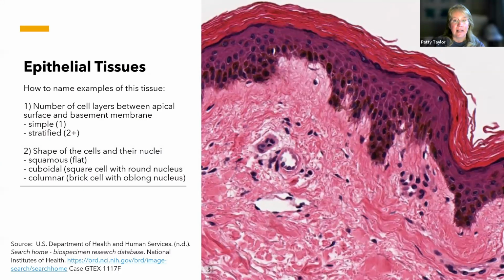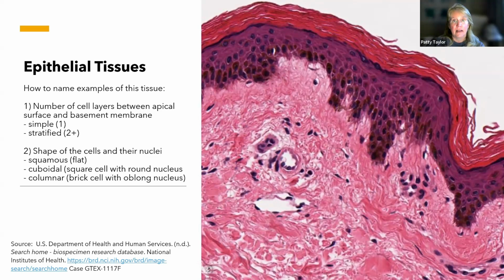Let's talk about how to name epithelial tissues. There's two things we'll look at. One is the number of cell layers. Either you have a single cell layer and it's called simple, or you have multiple cell layers, two or more is the minimum, and that will be called a stratified tissue.